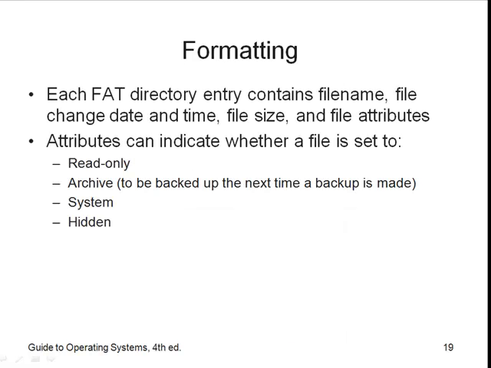Each FAT allocation table directory contains file name, file change date and time, the file size, and any file attributes for that particular file. An attribute can indicate whether a file is set to read-only, archive, which means that the next time you run the backup utility, it will back up that file, system, which indicates that it's a system file necessary for the operating system, or if the file, for whatever reason, is hidden. You can have more than one attribute for a particular file or folder.